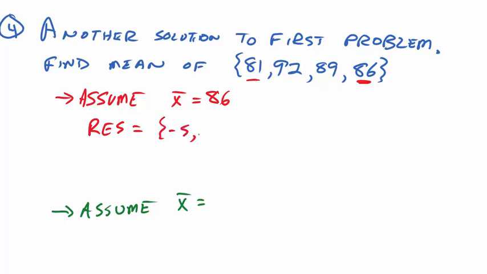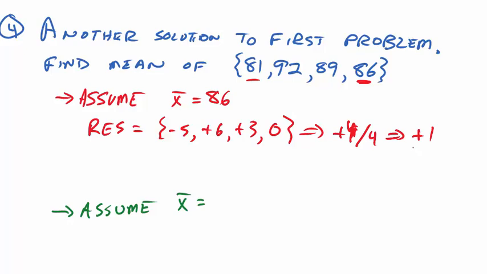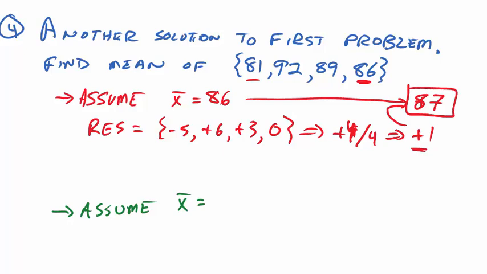And notice here, all I did is make a guess at what the mean was. I had no idea. I'm pretending I don't know. 92 is 6 above. 89 is 3 above, and 86 is 0 off. I guess that was the mean. So overall, when I add those up, I get a plus 4 divided by 4 units, because I've got 4 separate data points, is an average value of being off by plus 1. If I take my assumption and how far off it was on average, then I am now at 87, which is the mean, 86 plus 1.